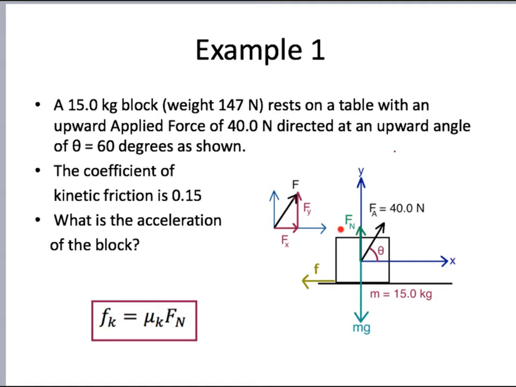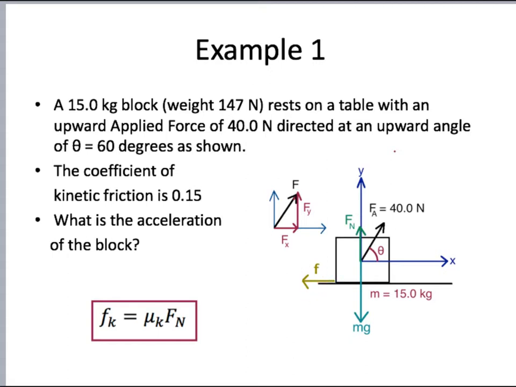So I've got this block here, and we're going to be pulling at an angle of 60 degrees with a rope or something. And so what's going to happen? So obviously this force is going to have a vertical component and a horizontal component. The horizontal component is going to make it want to slide to the right. But if there's friction, we're going to see friction have an effect opposite to that.